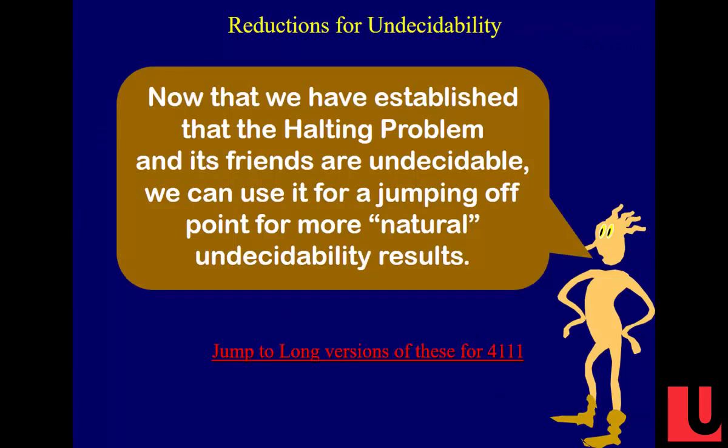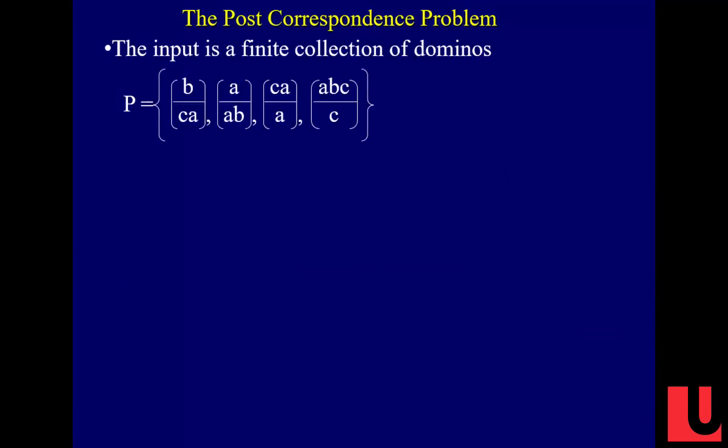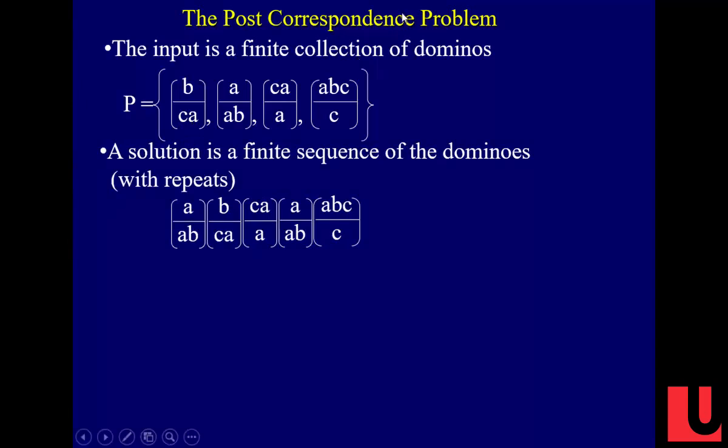And now we're going to talk about some other problems that are undecidable. So here's a problem. The input is a bunch of tiles, sort of like dominoes. It's exactly, we're playing dominoes here. All right? The difference in the dominoes is that there's a string on the top of each tile and a string on the bottom of each tile. And what a solution is is that you lay out the tiles in some order. And you can repeat them.